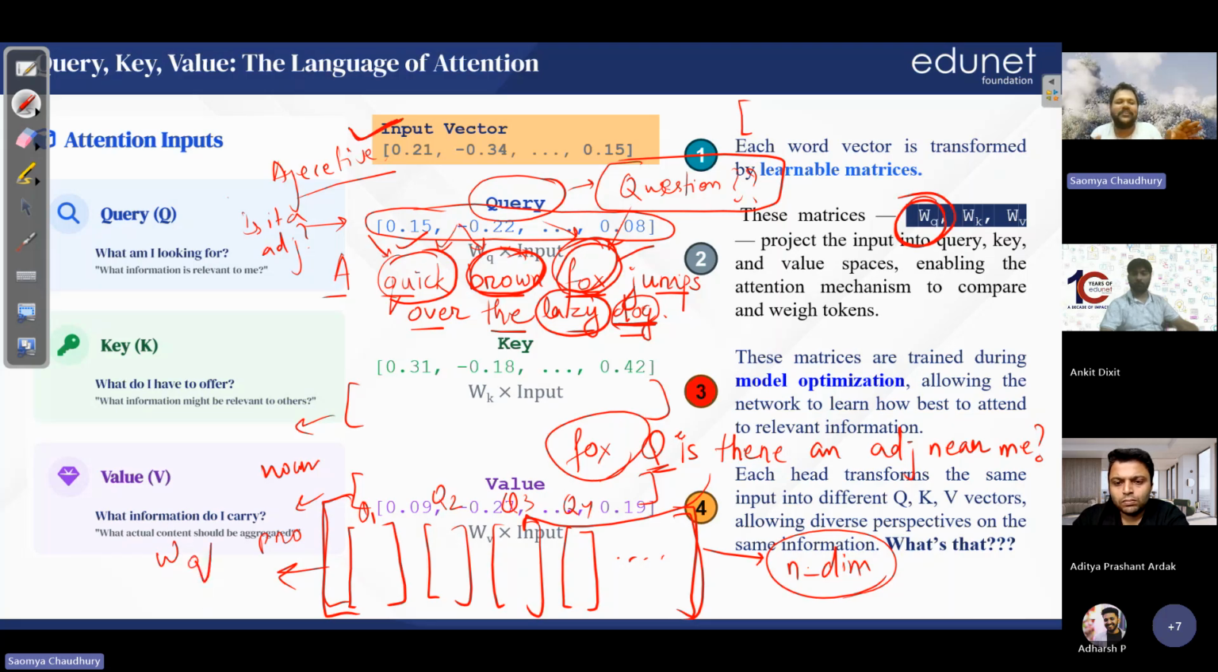Is it understandable to everyone? Are we understanding? There are various questions which it tries to ask for each of the words present in the context.